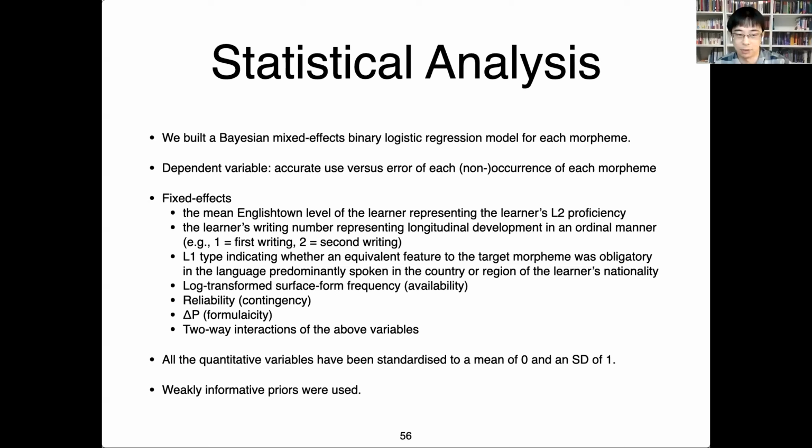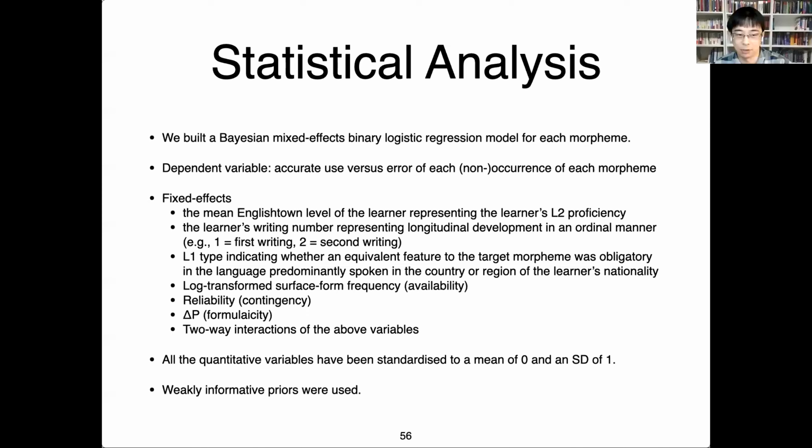And the predictors, or fixed variables, are the ones shown here. The three distribution factors: frequency, reliability, and delta P, as well as the overall proficiency of the learner, operationalized as the learner's mean English sound level. And the learner's writing number representing longitudinal development. So one indicating the first writing of the learner, two indicating the second writing, and so forth. And L1 type, which indicates whether an equivalent feature to the target morpheme was obligatorily marked in the language predominantly spoken in the country or region of the learner's nationality. So basically whether, say, past tense -ed is obligatory in Japanese or in Spanish and so forth.